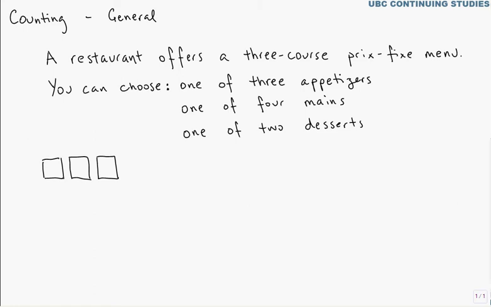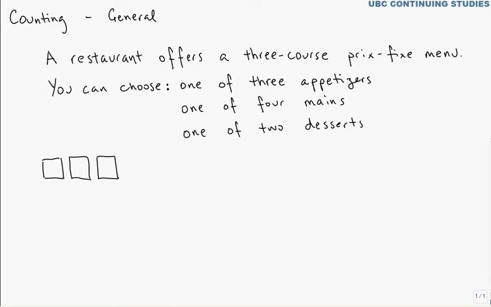The last counting principle is really just more of a general principle of counting. We'll start off with an example, so you get an idea. Let's say a restaurant offers a 3-course prix fixe menu, and you can choose one of 3 appetizers, one of 4 mains, and one of 2 desserts. So the question is, how many different meals can you have?